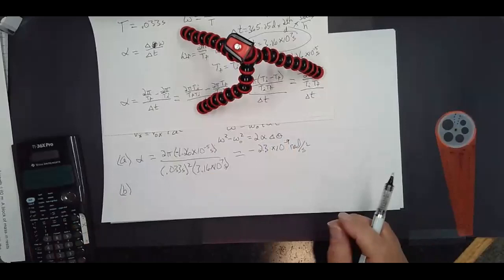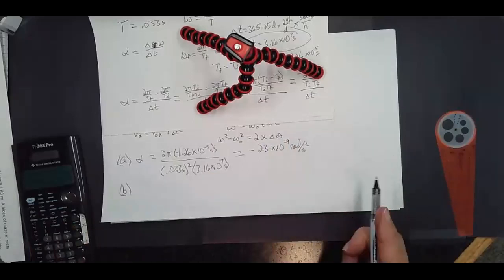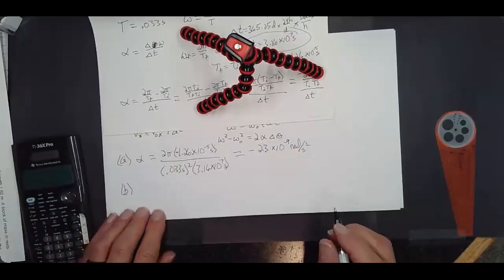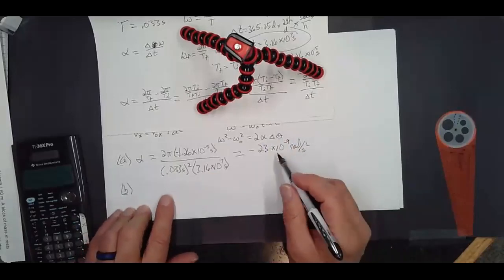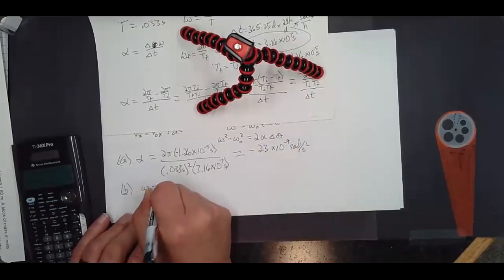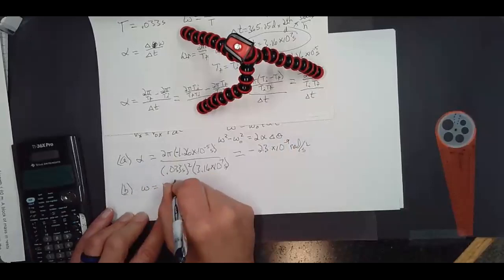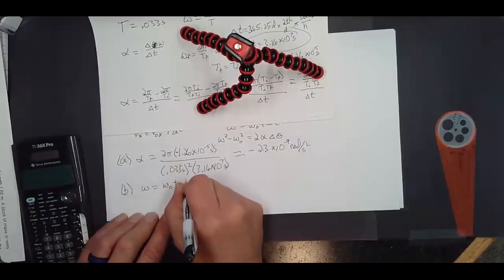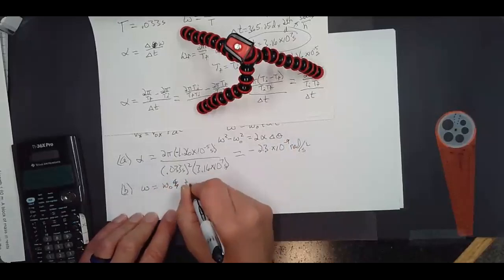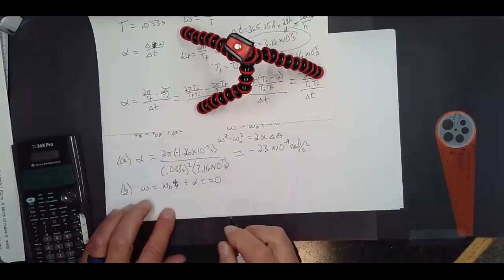B asks, if its angular acceleration is constant, how many years from now will the pulsar stop rotating? Oh, good grief. Well, I can do this. I can say omega equals omega naught plus alpha t. It's going to equal 0.